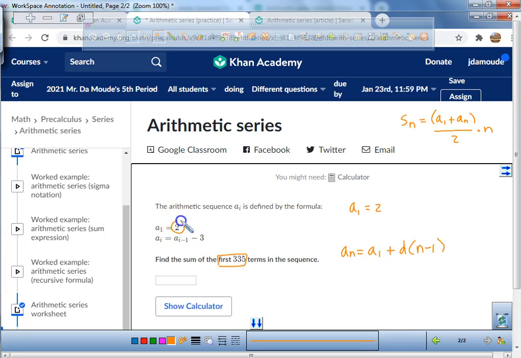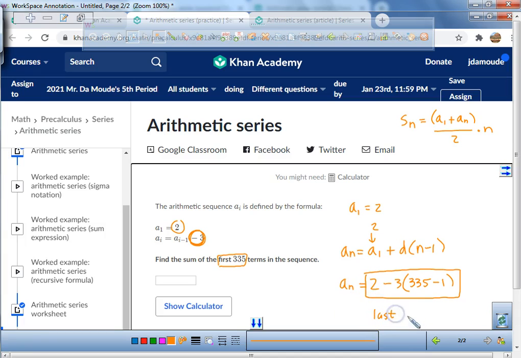So right here, this number 2, I'm going to plug that in right there. So we have A sub n equals 2. Now it looks like they're saying the common difference is negative 3. So right here I'm going to put minus 3. And it says 335 terms, so I've got to find the 335th term. So I put 335 right there. And that's going to give me the last term that I need.